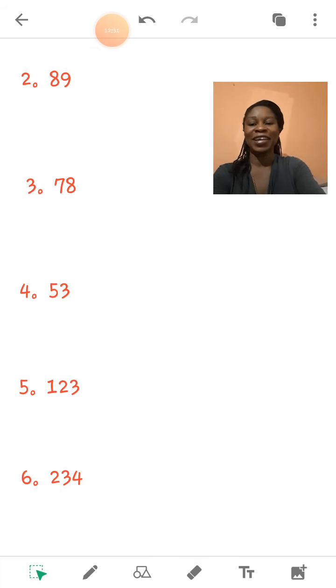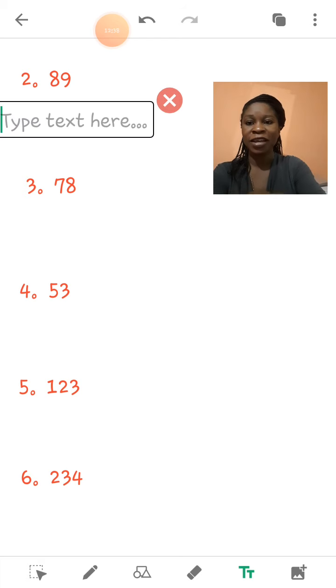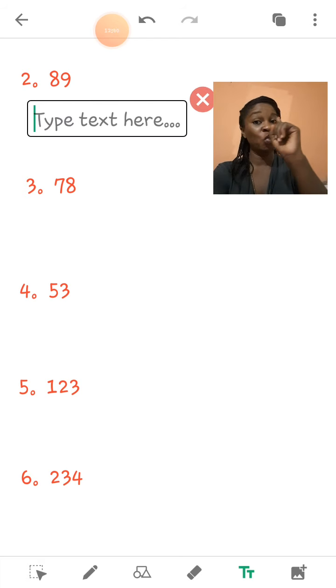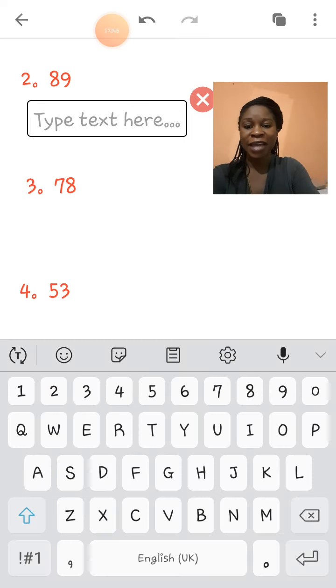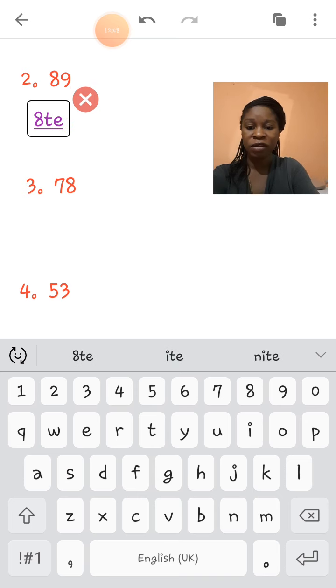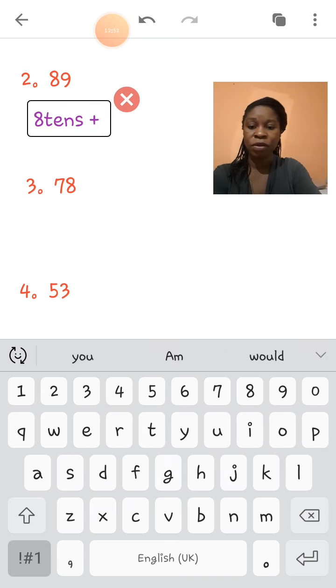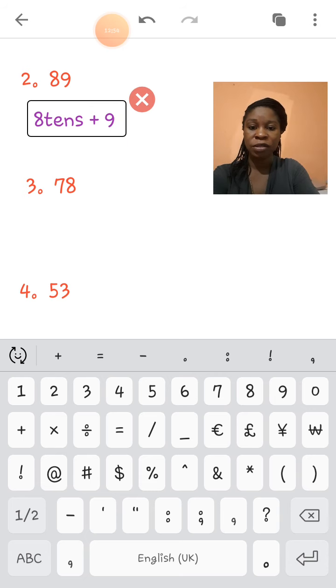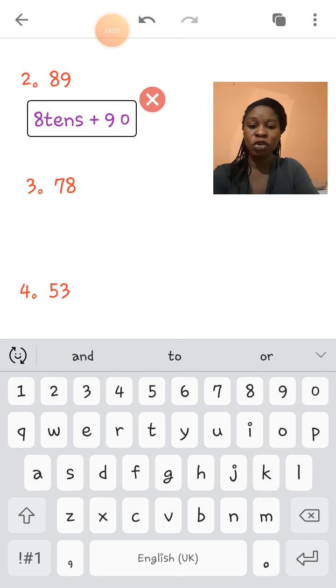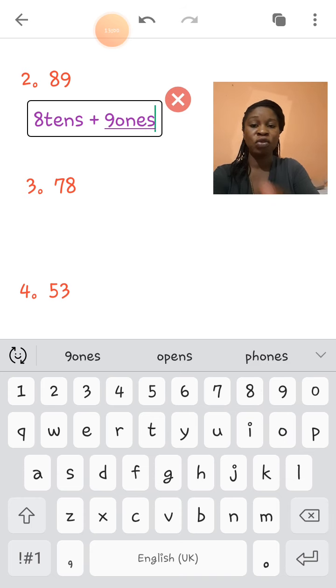We have 89. Let's see. So how do we partition 89? Very easy. I bring out my keypad. Remember, we already know how to identify our tens and ones. So we have 8 tens, which is the tens figure, plus 9 ones. In doing the partition method, you have to explain. That's what they mean. You need to explain.